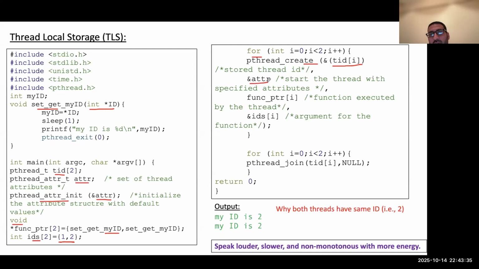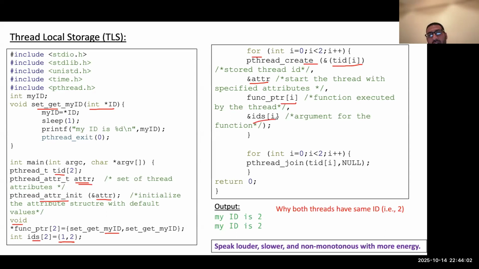In the second parameter, we are passing the address of the attribute variable, which we have used to hold the default attributes of a thread in the pthread library. And then in the third parameter, we are passing the address of the function which we want to be executed by the thread that will be created as a result of this pthread_create invocation.